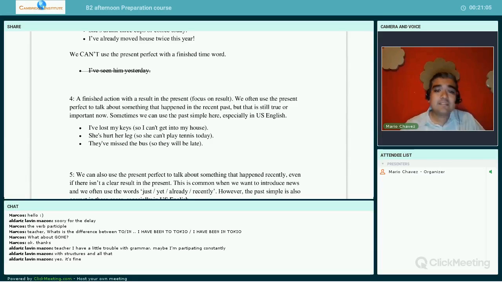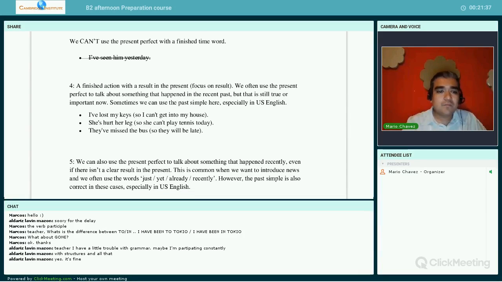So things that happen in the recent past, and we still haven't resolved them, right? Like I've lost my keys. If I say I've lost my keys, that means I still haven't found them, right? So that's where I use the present perfect. She hurt her leg, so she's still hurt, right? So that's why we use the present perfect. Anyhow, as the example says, we can also use the past simple. Let's go to number 5.